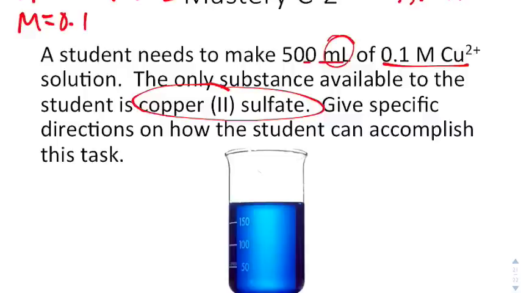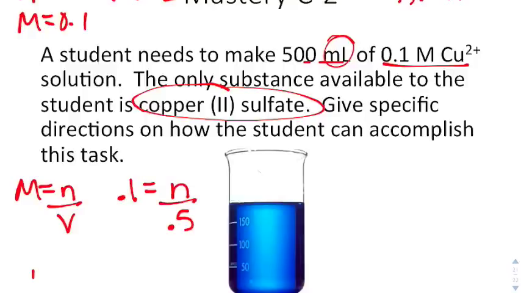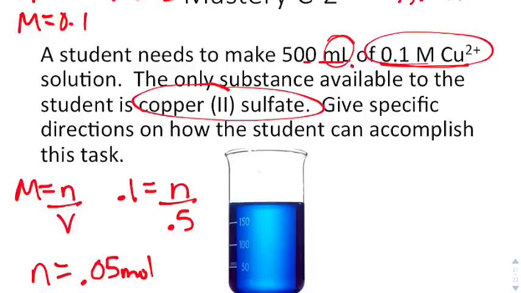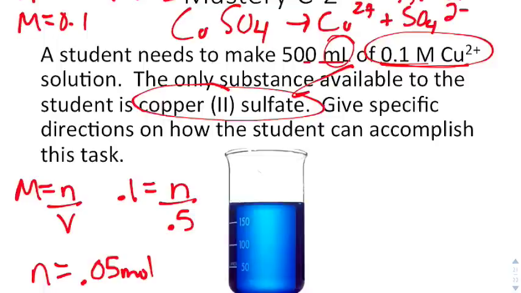So whenever you do this, you would say molarity is equal to the number of moles divided by the volume. You would plug in 0.1 equals n over 0.5. The number of moles ends up being 0.05 moles. At this point, you would say, what do I have available to me? Some people get confused on this because they say, well, it's asking for this and I only have copper sulfate. Remember, copper sulfate will ionize in water. It will become Cu2+ and SO4 2-. So the concentration of copper is the same as the concentration of copper sulfate.